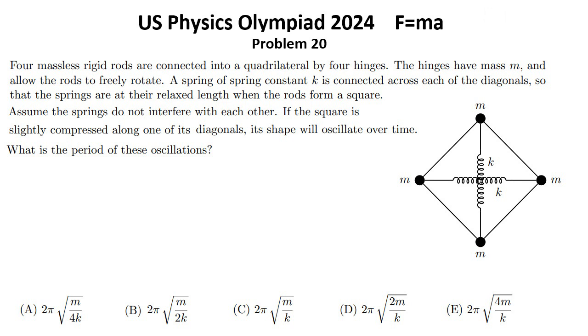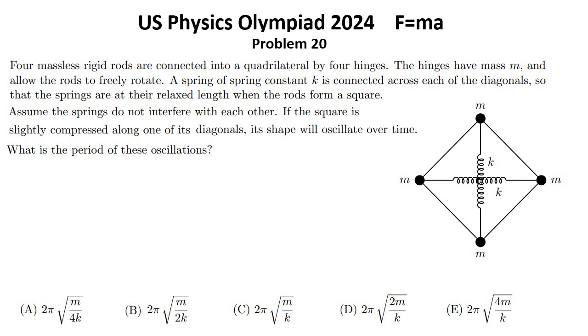Problem number 20. Four massless rigid rods are connected into a quadrilateral by 4 hinges. The hinges have mass m, and allow the rods to freely rotate. A spring of spring constant k is connected across each of the diagonals, so that the springs are at their relaxed length when the rods form a square. Assume the springs do not interfere with each other.